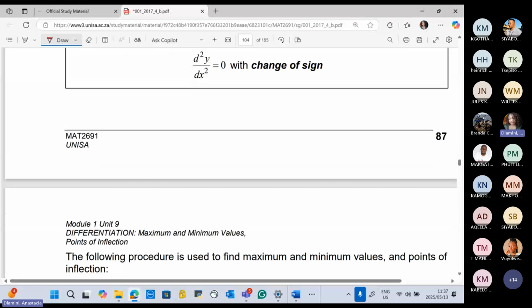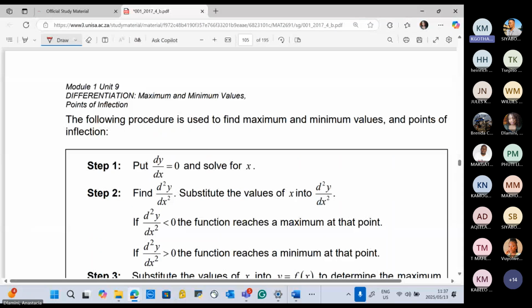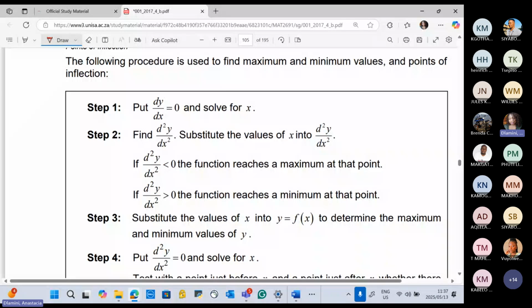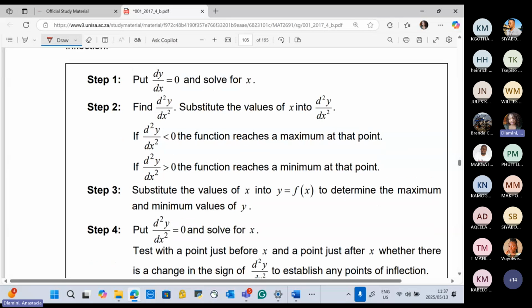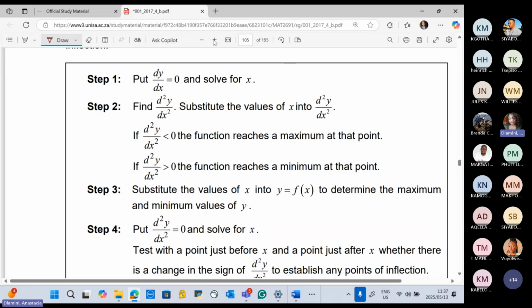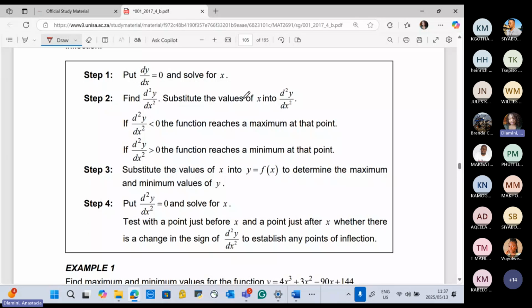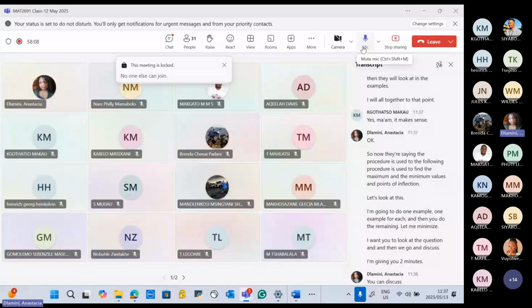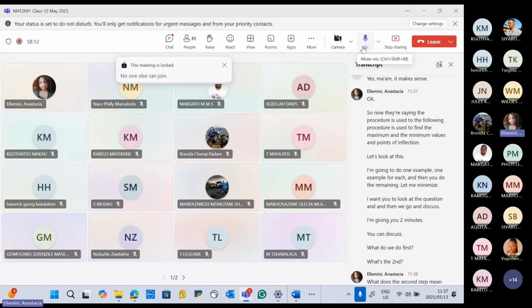Are we all together to that point? Yes, ma'am, it makes sense. Okay, so now they're saying the following procedure is used to find the maximum and minimum values and points of inflection. I'm going to do one example for each, and then you do the remaining. Let me minimize. I want you to look at the question and then we discuss. I'm giving you 2 minutes. You can discuss: what do we do first? What does the second step mean? What does the third step mean? And then after that, we do the examples.